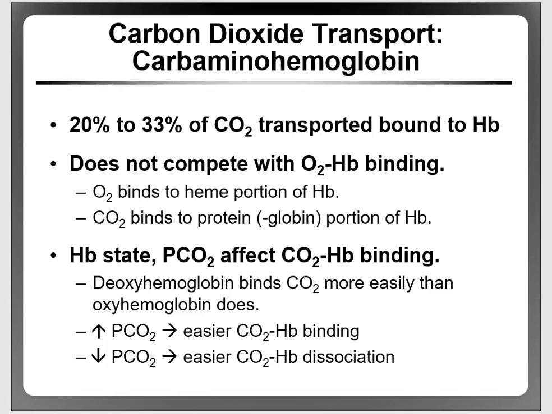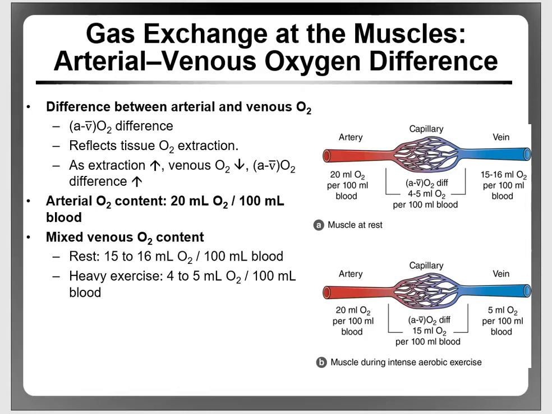All right, so let's move into what happens at the muscles. So we've been focused mostly on respiratory and cardiovascular systems, bringing air into the lungs. And we've been focused on transport of oxygen and carbon dioxide throughout the blood. So now we want to take a look at the delivery of oxygen from those capillary vessels to the muscle tissue itself.